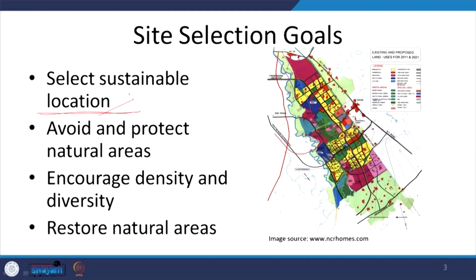So, we are looking at its location with respect to the development which is already there, the infrastructure. We are looking at the natural areas, how we can avoid the destruction of these natural areas, how we can protect the natural areas. In addition to that, when we are developing, we are looking at encouraging density and diversity.